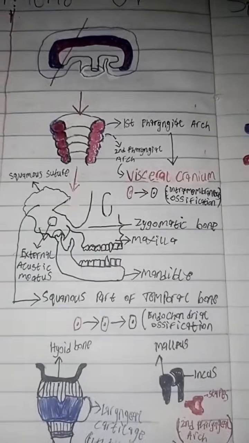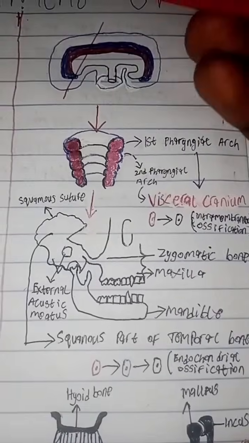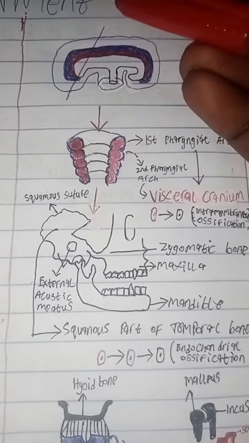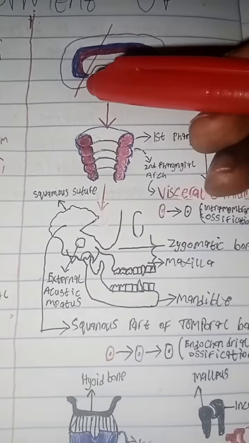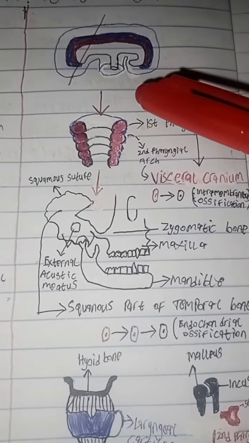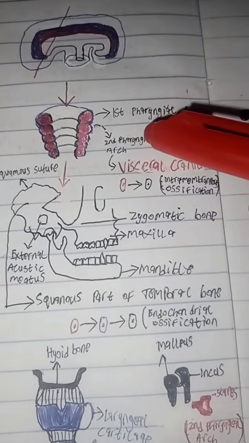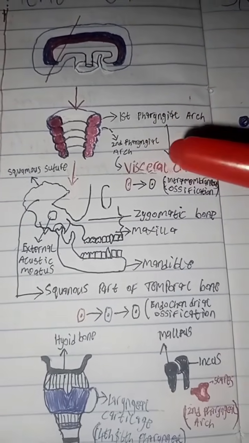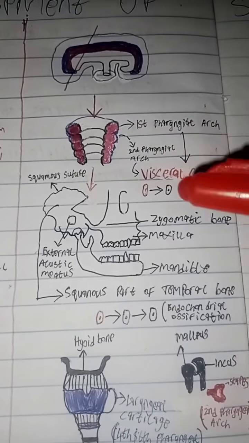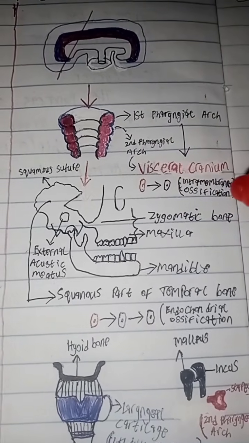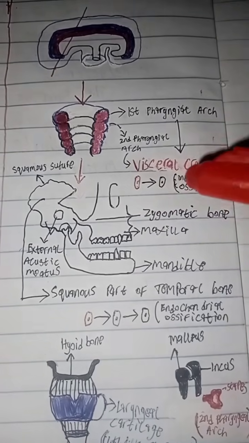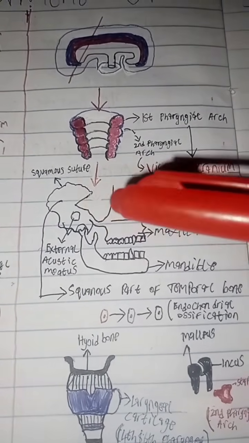Now, we're going to talk about the viscerocranium. And viscerocranium is formed from the pharyngeal arches, which is around here. So we're cutting this part of the embryo and we're seeing the pharyngeal arches. Now, most of the viscerocranium is formed from the first pharyngeal arch and a little from the second, and a bit from the first two. It is mainly formed from intramembranous ossification, so from mesenchymal cells to osteoblast directly, and it forms your facial structures.